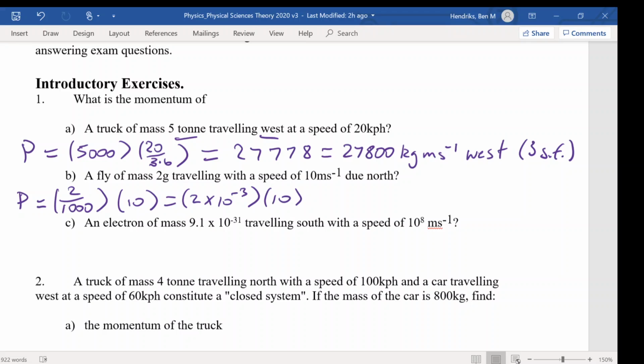It's quite convenient in this case because, because it's 10 meters a second, we can see that's equal to 2 times 10 to the negative 2, which is equal to 0.02 kilograms meters per second. And that one is, what is it? North. Okay, so it's north.